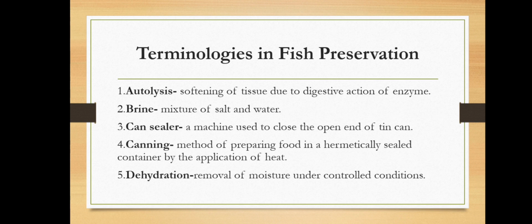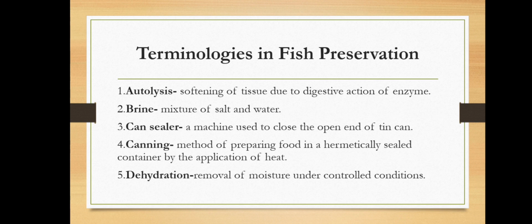Third is can sealer. In the context of fish preservation, cans are often used as containers for fish products, and the can sealer ensures that the can is tightly sealed to maintain the freshness and quality of the fish inside.